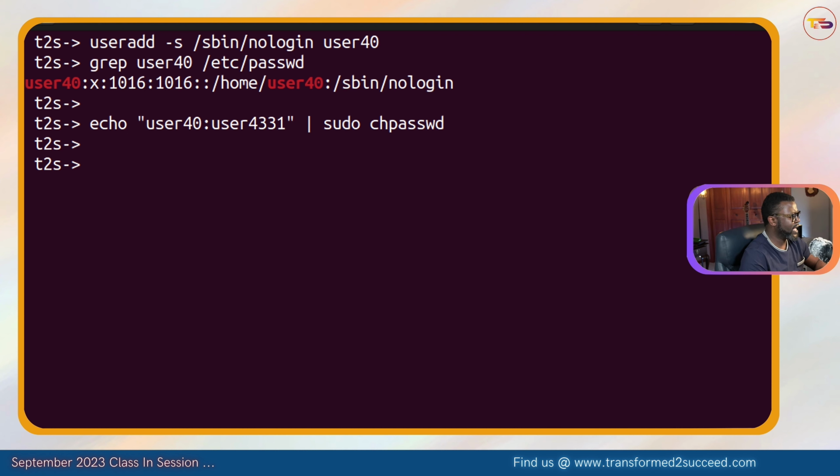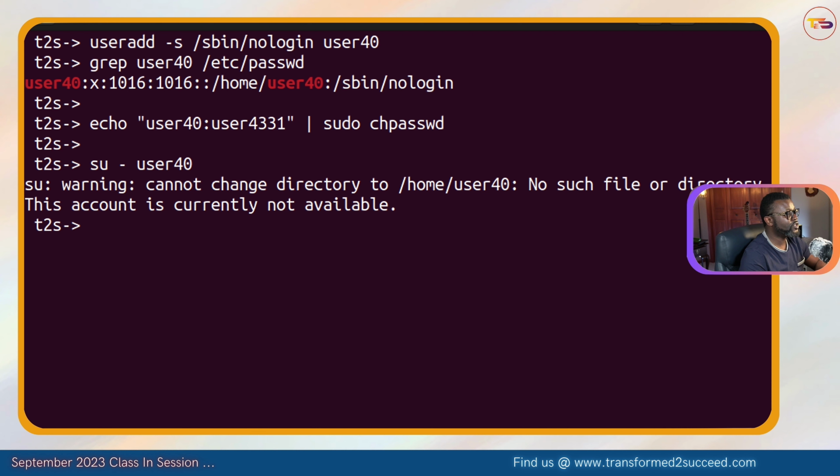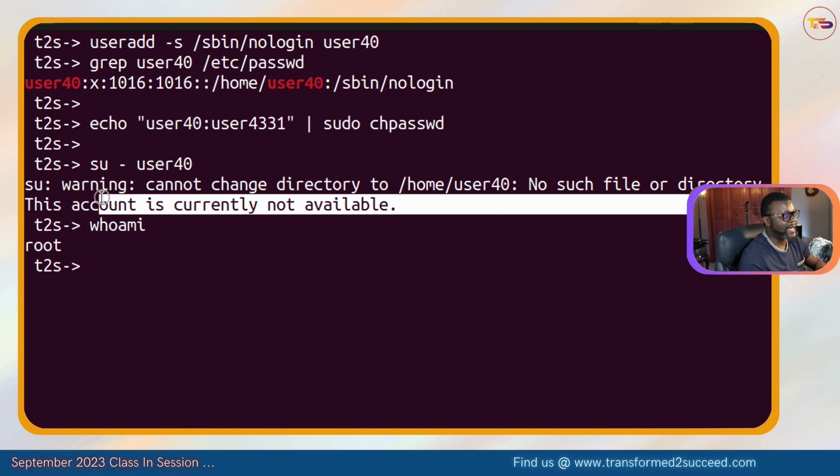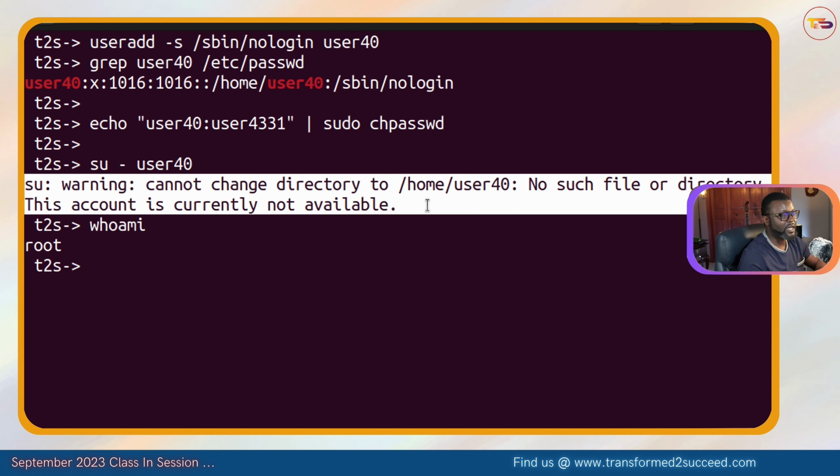See if we can access this account here. So we're gonna sudo -i, su to switch users, and then user 40. So we're gonna try to do that. So who am I? Now we're doing this as root, and then already you can see, looking at this error message here, no such file or directory. This account is currently not available. So you cannot really do much here.